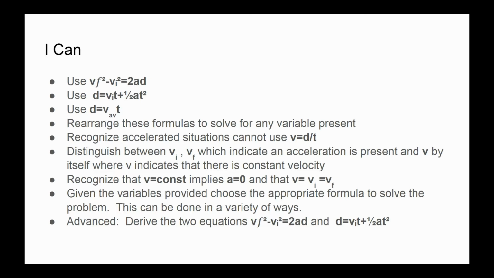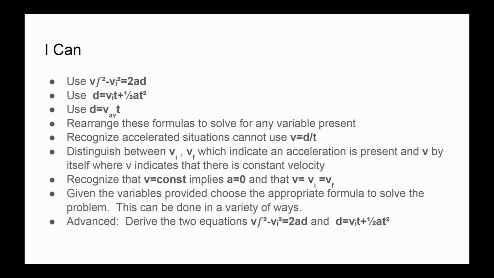You need to be able to use these three additional equations and rearrange them to solve for any variable present, not just plug in the numbers and find the letter left over. You need to recognize that accelerated situations cannot use the formula v = d/t. You need to be able to distinguish between initial speed and final speed, which indicate that an acceleration is present, and v, when it has no subscripts, indicates that there is a constant velocity and no acceleration.